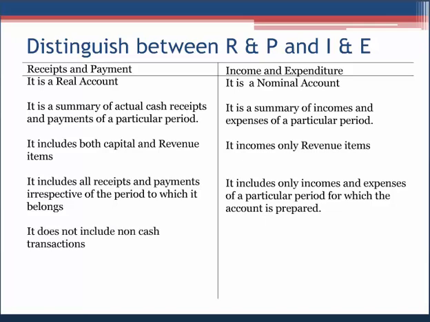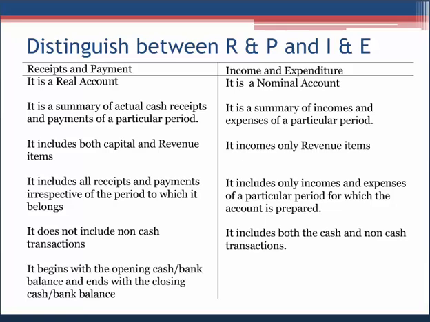Next one. The receipts and payments will not include non-cash transactions. It does not include non-cash transactions. Whereas income and expenditure includes both cash as well as non-cash transactions. Receipts and payments will be pure cash, and income and expenditure will include both cash and non-cash. Next point, the last one.